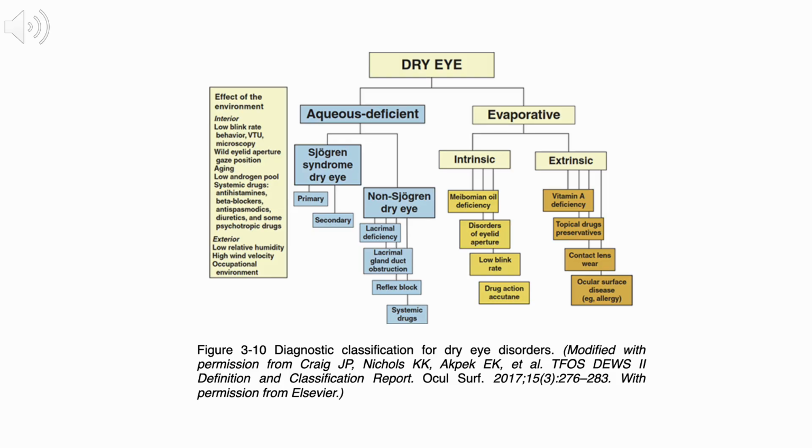Environmental influences such as low humidity, high wind speed, and high ambient temperatures, as well as behavioral factors like wide palpebral fissure or decreased blink frequency, can exacerbate both forms of dry eye. These internal and external contributors often overlap, and many patients present with features of both aqueous deficient and evaporative dry eye, emphasizing the multifactorial nature of this condition.